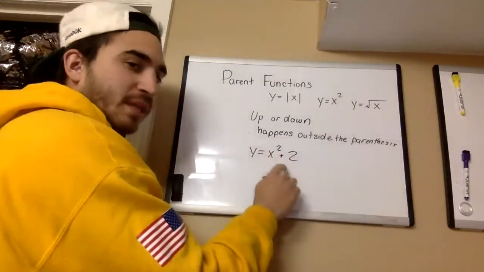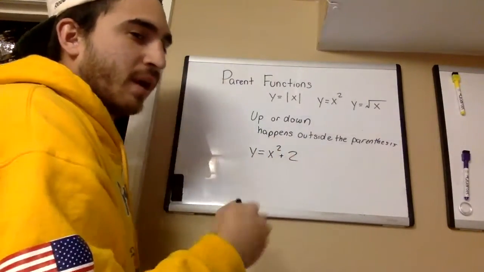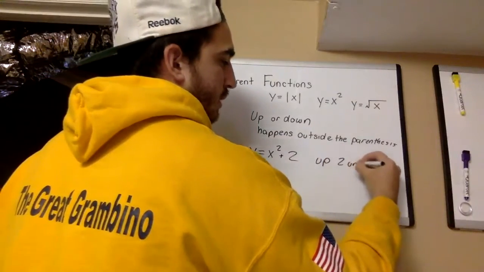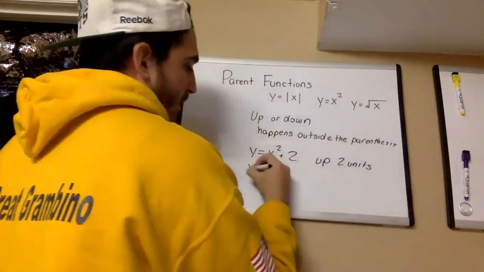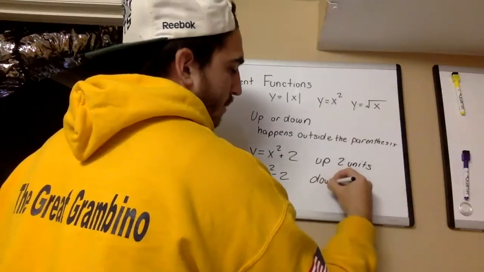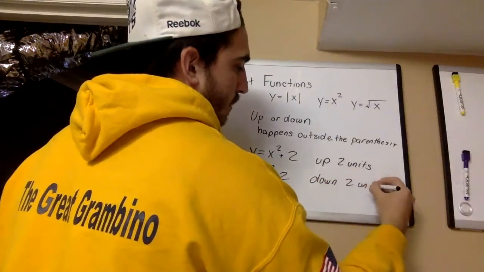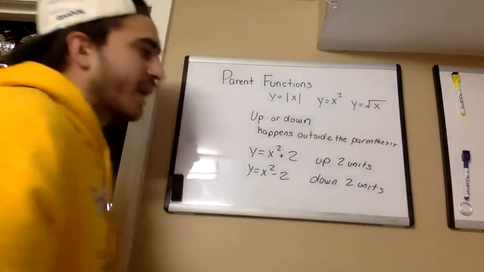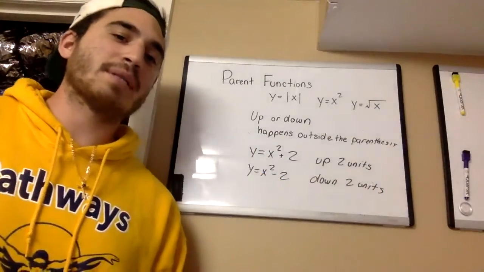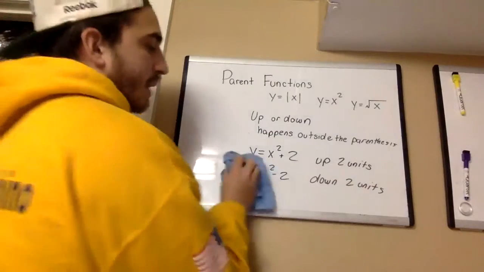So if we see a plus 2, we think normally. If we're thinking normally, that means we're going to go up 2 units. And if we see y equals x squared minus 2, we go down 2 units. So once again, if you're outside the parentheses, you're going up and down. If you're inside the parentheses, going left or right. So now let's put it together.